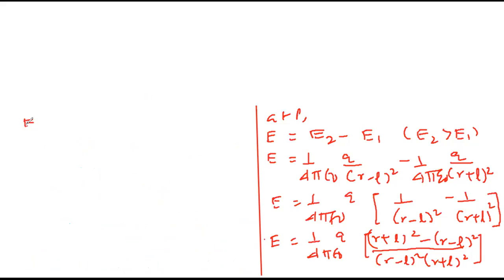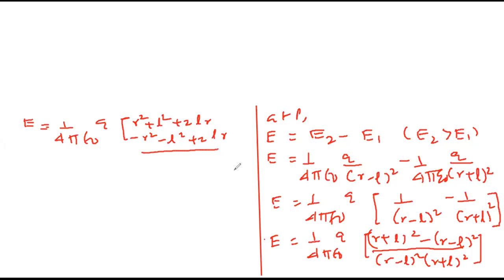E equals 1 upon 4 pi epsilon naught into Q, R square plus L square plus 2LR, minus R square minus L square plus 2LR, upon. This is like A square minus B square. So I can say (A minus B)(A plus B), and I am taking the square common outside. Is it clear what I did? Power 2 I have taken outside common.